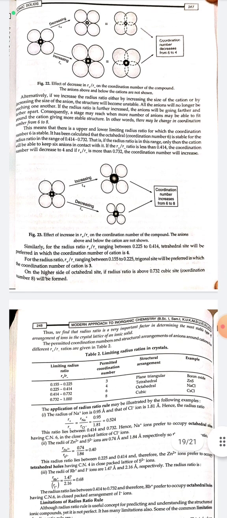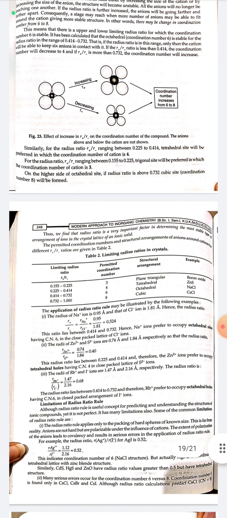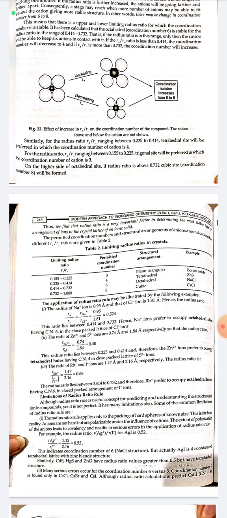Similarly, the radius ratio ranging from 0.225 to 0.0. Similarly, when the radius ratio ranges between 0.155 to 0.225, the coordination number of the cation is 3, and this is studied in the table given.